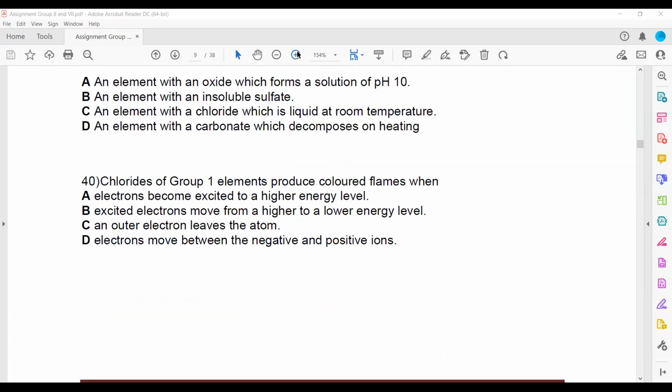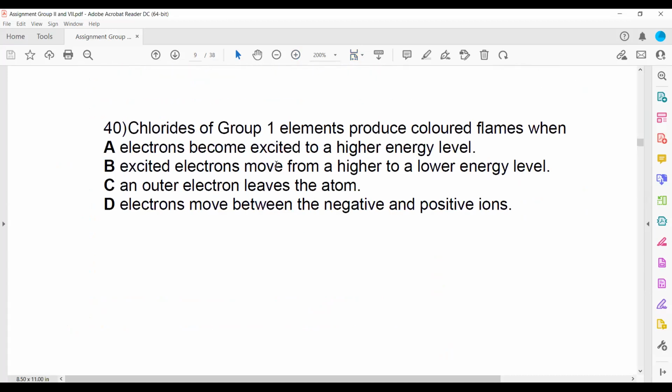Then question 40: chlorides of group 1 elements produce a colored flame. So why is the flame color produced? That's the question. So what happened? When we supply the energy, the electron jumps to a higher level, and when it bounces back or returns, it releases the energy.